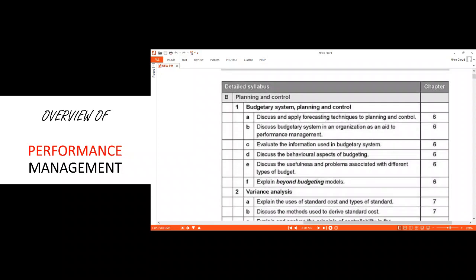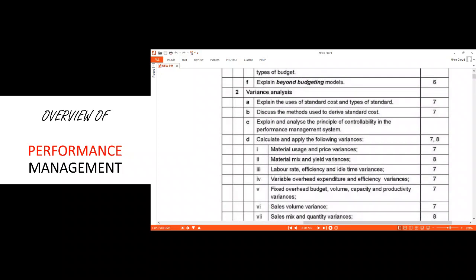Then we move on to variance analysis, variances and how to analyze them. We're going to introduce ourselves to standard cost, types of standards that we have, the methods that we can use in standard costing. We're going to explain and analyze the principle of controllability in the performance management system.